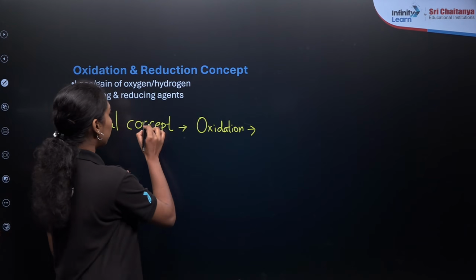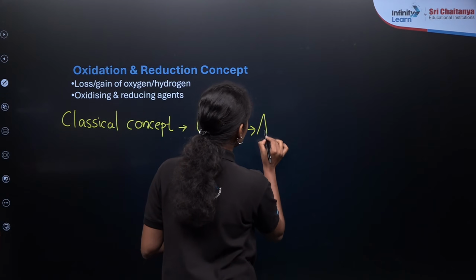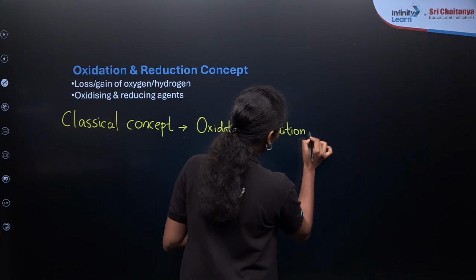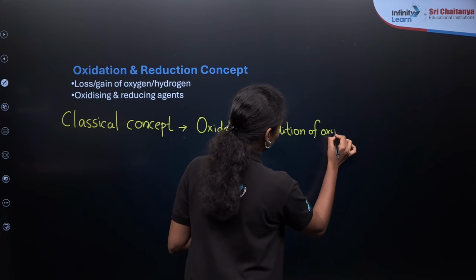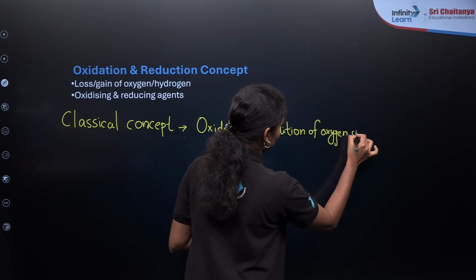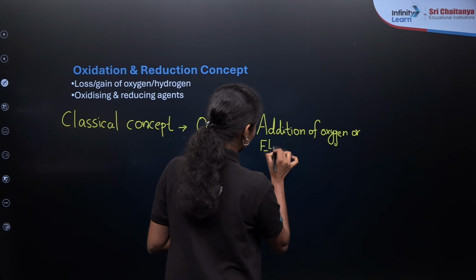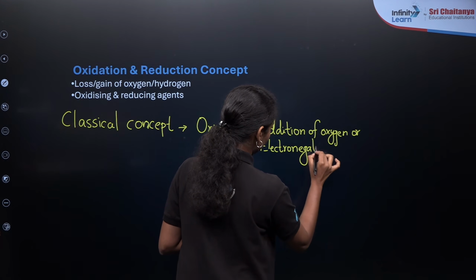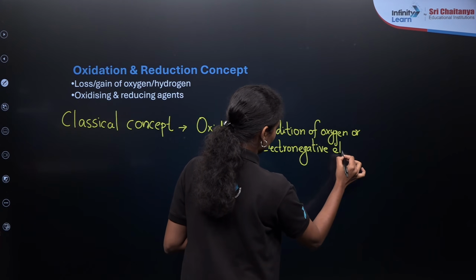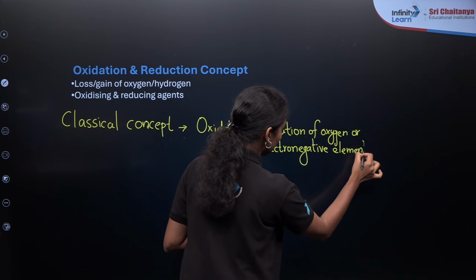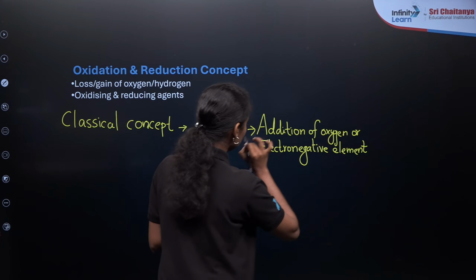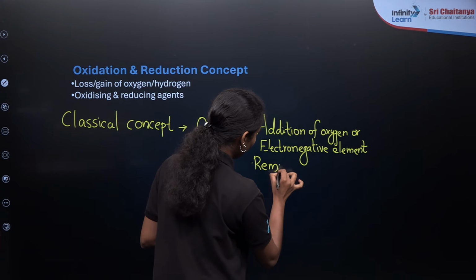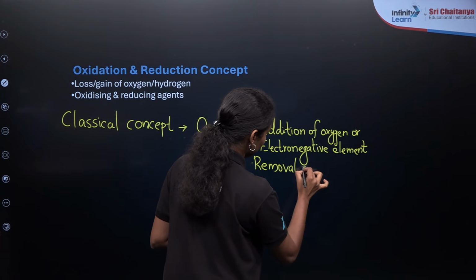The classical concept: we know that oxidation is the addition of oxygen or any electronegative element, right? Addition of oxygen or any electronegative element. Or we can explain in terms of hydrogen also. Oxidation is the same process in which removal of hydrogen happens. Removal of hydrogen or any electropositive element.